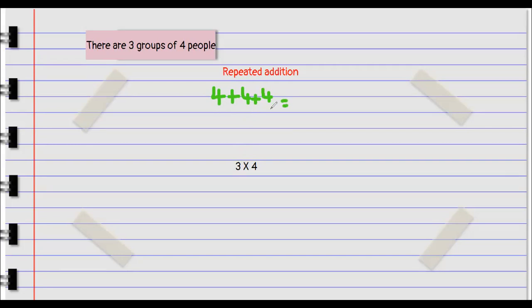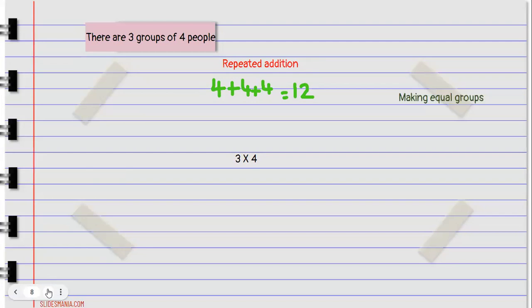Once, twice, and thrice. So 4 plus 4 plus 4: 4 plus 4 is 8, 8 plus 4 is 12. So your answer is 12, right? Great. Now let's understand the next strategy, making equal groups.